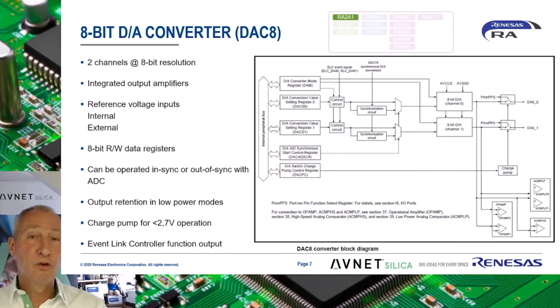Besides the single 12-bit DAC, the RA2A1 also boasts a dual-channel 8-bit DAC called DAC8. Like the DAC12, it also features an integrated output current amplifier that can be used to drive external loads with high enough current, and it can be configured to operate in sync or out of sync with the ADC.